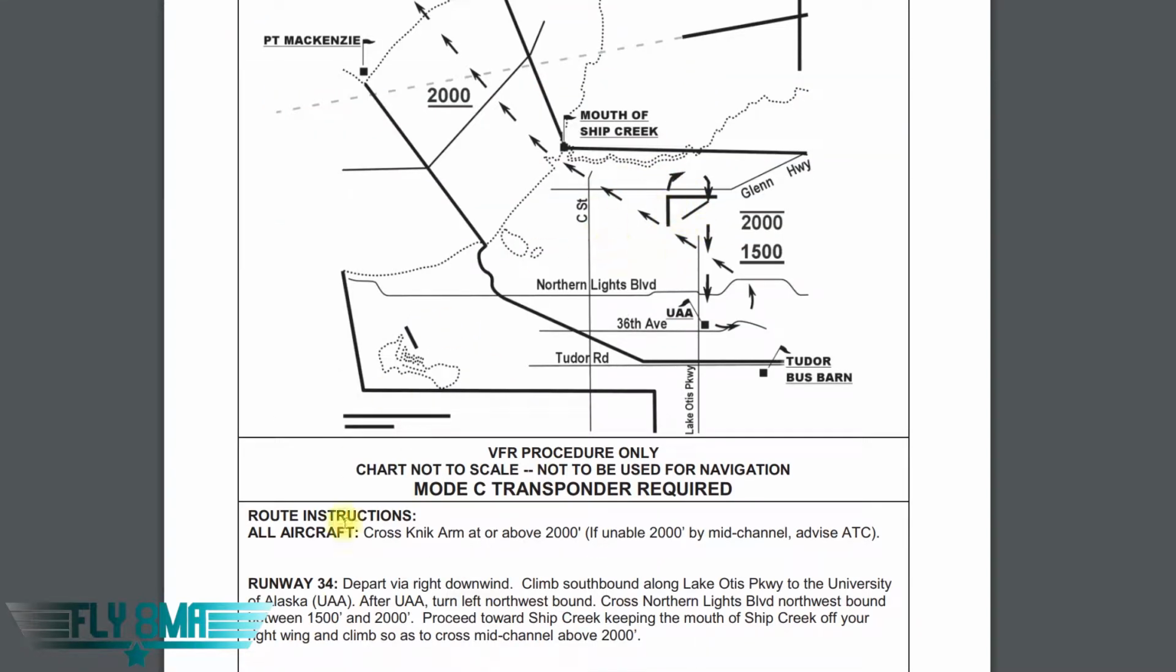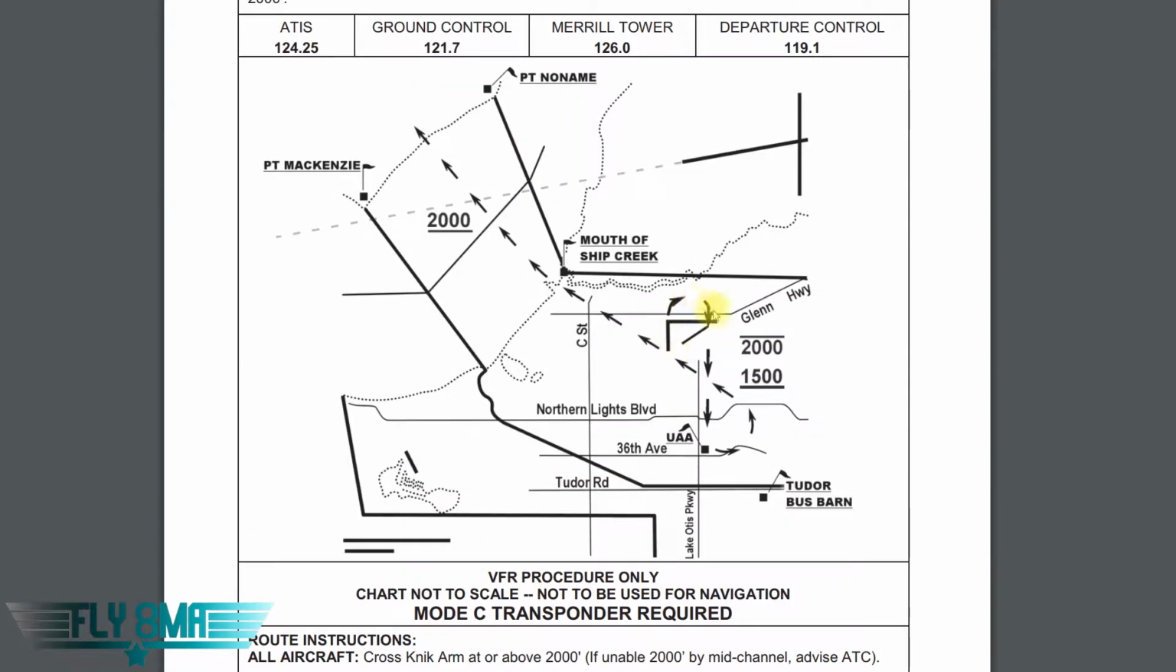So how do we fly the City High off runway 34? Well, we depart via a right downwind, so nice quick right crosswind, right downwind turn. We climb southbound along Lake Otis Parkway, that little road right there. You continue along Lake Otis Parkway all the way down to UAA, and then you make that left-handed turn back around, coming back towards the airport. And they want you to be somewhere between 1,500 and 2,000 feet as you're making this northwestbound turn, flying northwestbound towards the mouth of Ship Creek, and keep that mouth of Ship Creek off your right wing so you're not getting into Elmendorf's airspace, and then go ahead and cross the channel at or above 2,000 feet.